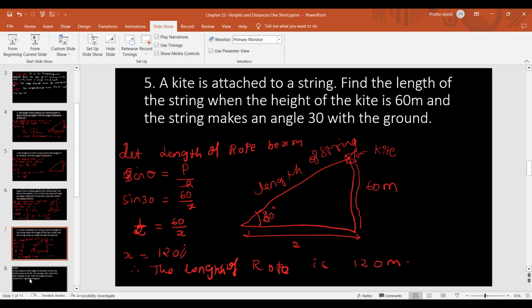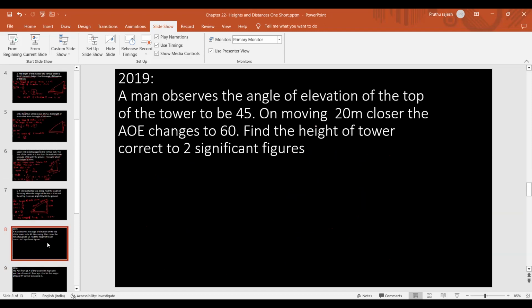Now we will be starting with one question which is important. This is a word question. He has given that a man observes the angle of elevation from the top of a tower. So there is a tower.